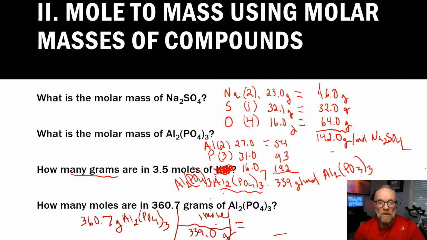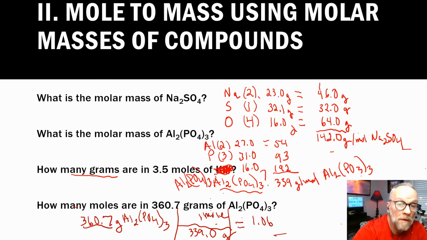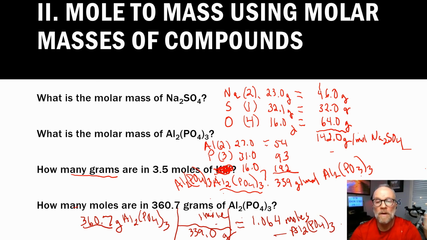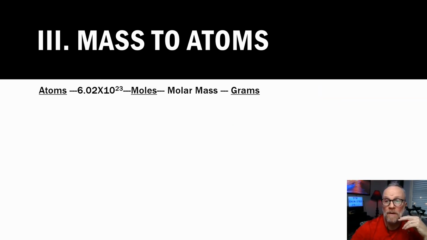So in this one, it's 360.7 times 1 divided by 339.06. And we have 1, 2, 3, 4 significant figures, so we should have 4 in our answer. Moles of Al2(PO4)3. Very good.